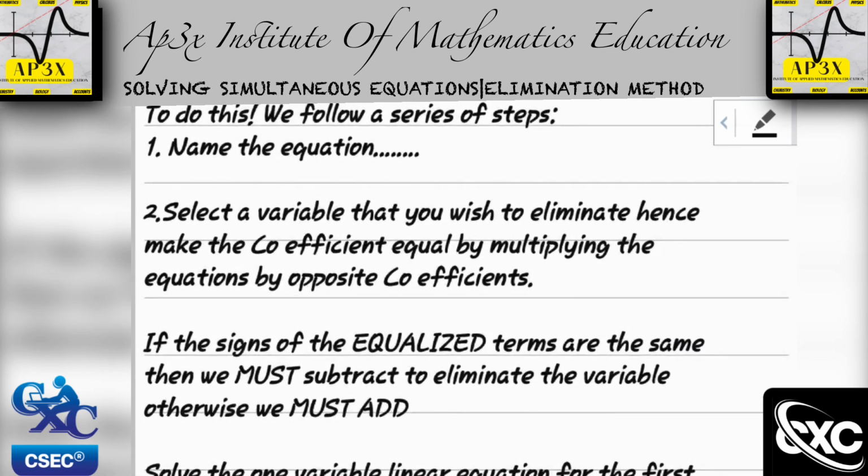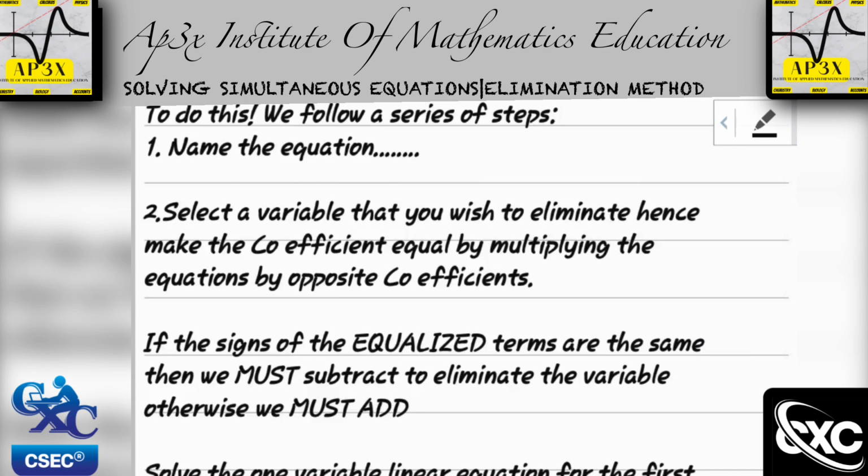Now, step one is, the very first thing that I do is that I tend to give my equations a name: equation 1, equation 2. Now, step 2 is a decision-making step. I have to make a decision as to which variable I want to eliminate. Do I want to eliminate the x variable, or do I want to eliminate the y variable?